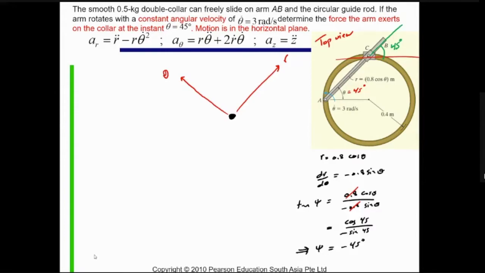So again, we need to find the force that is applied by the arm on the collar. So how much force are we applying? Obviously, for it to be in motion, you have to move the collar with your arm. So while you're moving the arm, you're applying a force on the collar. We want to find that force.